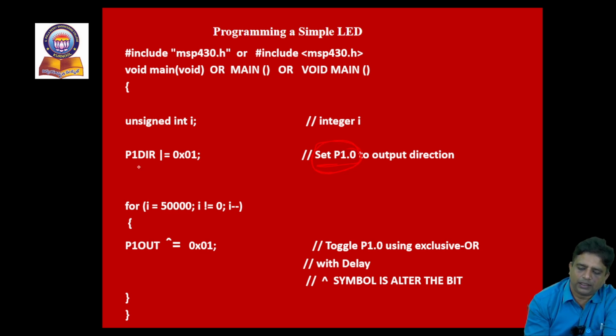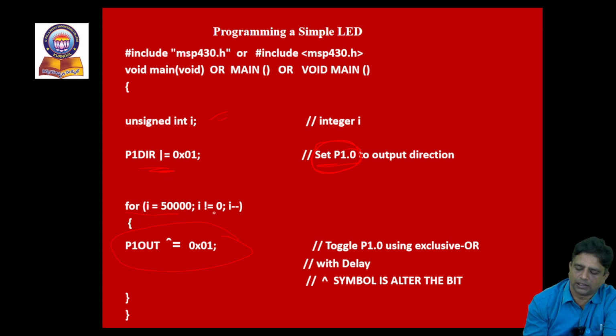0x01 indicates we are making P1.0 an output pin. P1DIR is used for setting. Why we used i may be a different task based on our requirement. We used i for this purpose, to make this situation exist for some period of time, like on and off. We need a count, so the count is utilized by a loop operation here, considering it as for. I can declare this i here also, no problem with this declaration. int i is equal to 50,000. i should not be equal to 0.